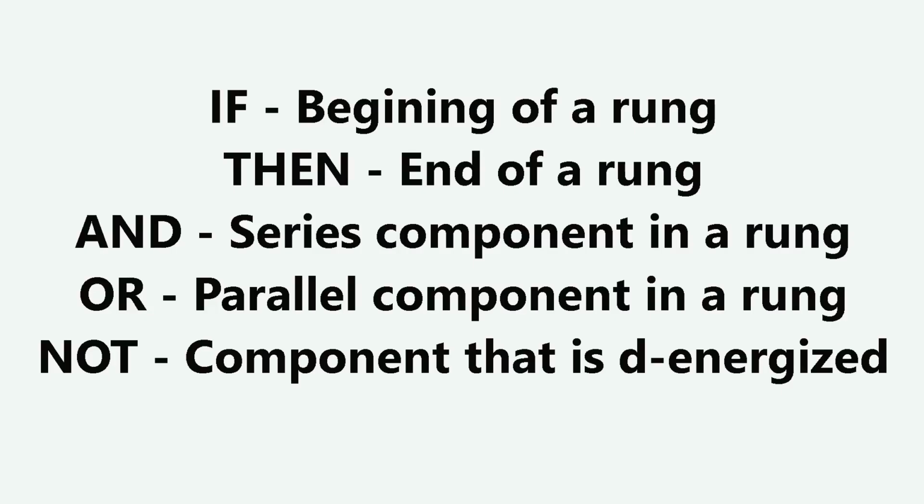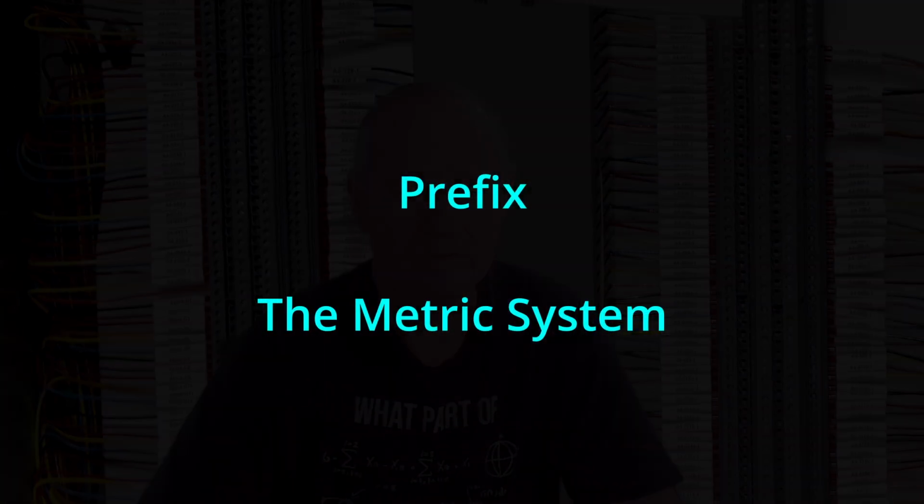Or means that it is a parallel component in a rung, which means that if any one of those components are turned on, it will conduct through that circuit. And not typically means that the component is in its de-energized state. Those are very important when you're describing your work to someone else, trying to figure out a problem on the phone, things like that. It's very important to know those. Other people will understand you if you use these terms.